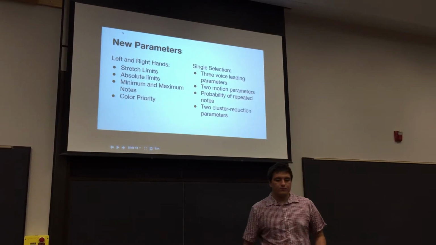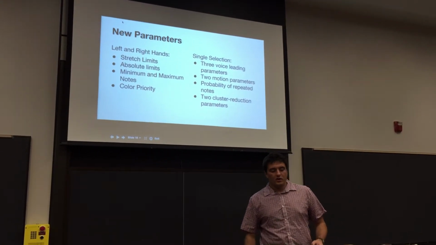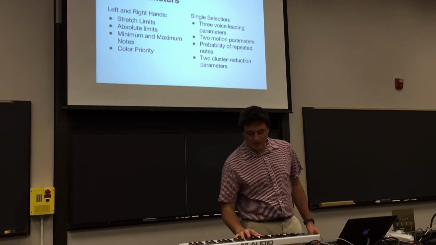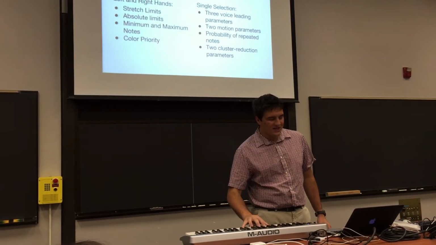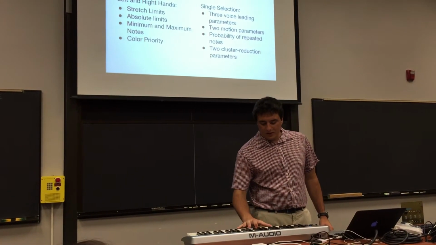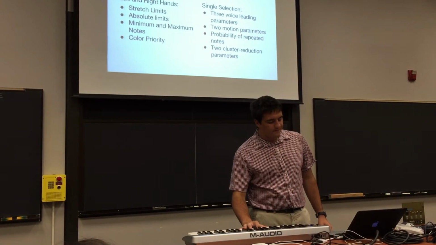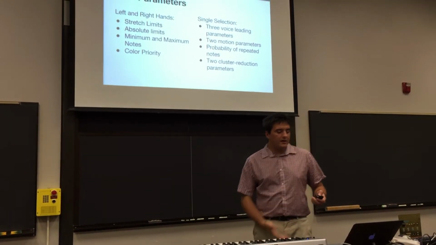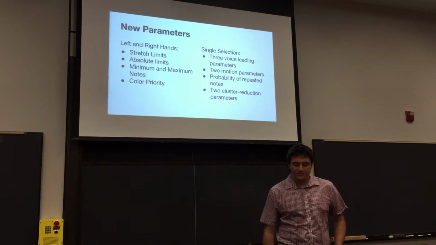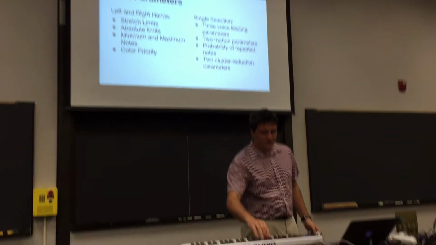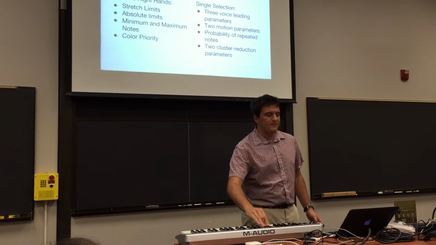We have probability for repeated notes, so for example, if I play a C down here and I'm only playing 3 notes, I might not want to play a second C. I might want to make it more likely that I'm hitting a G and an E as well, right? And we have 2 cluster reduction parameters because sometimes playing a bunch of notes close together in a dense jazz chord like this sounds really bad.